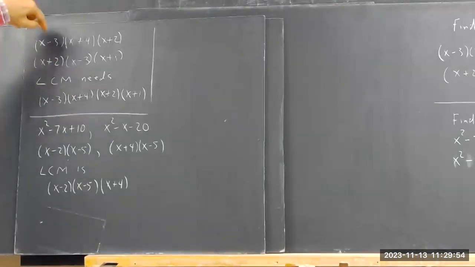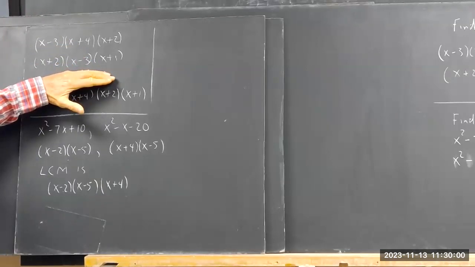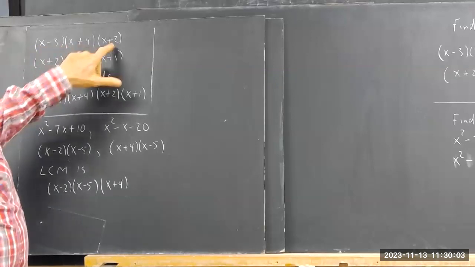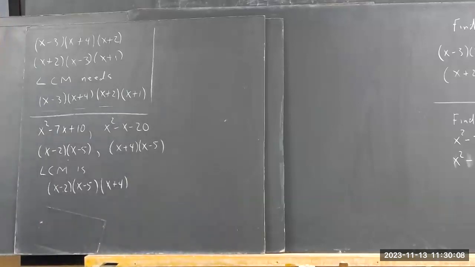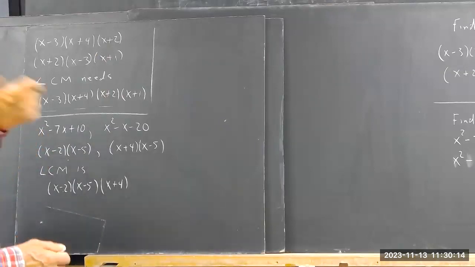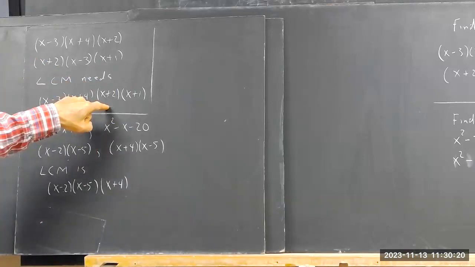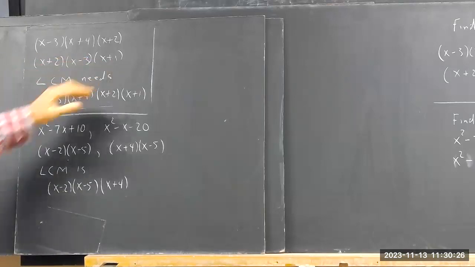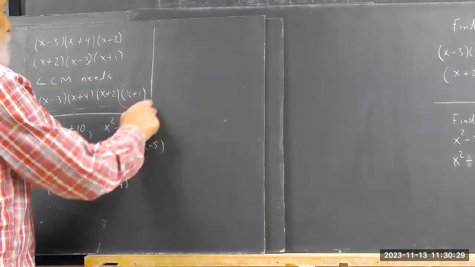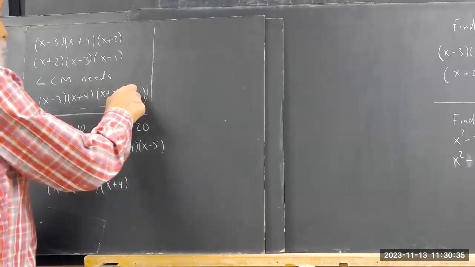In any case, we want the least common multiple of these two expressions. So we go through this expression. We need all three of these: x minus 3, x plus 4, and x plus 2. Otherwise, it won't be a multiple of this expression. Then this expression needs an x plus 2, but we've already got one. It needs an x minus 3. We've already got that. It needs an x plus 1, and we don't have that, so we go ahead and add it. There's our least common multiple.